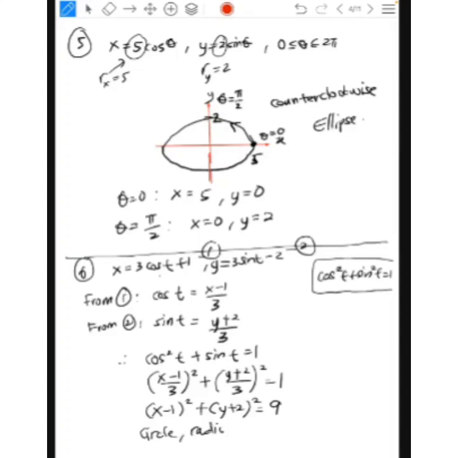Now the radius is equal to the square root of 9, which is 3, and the center is (1, negative 2). Okay. Let's sketch the curve. Now we have to find the center first. The center is 1, then negative 2. This is 1, this is negative 2. So the center is here.